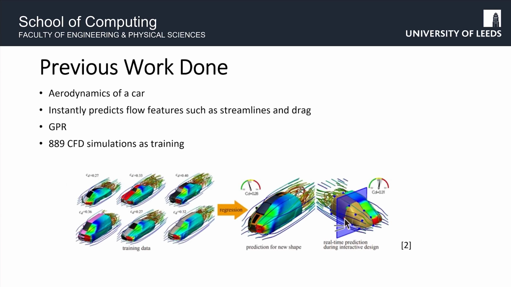Some of the work in the past is by Umitani here, where through hundreds of CFD simulations and a Gaussian process regressor, you managed to get a large amount of CFD data. So you can see the drag here, the streamlines and pressure fields. But this took hours and hours to generate, as it was just pure data and nothing else.